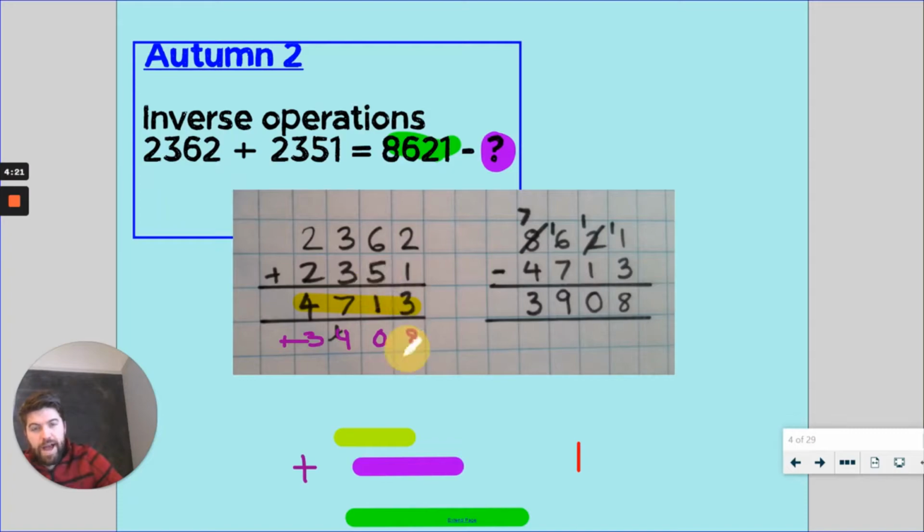Let's try it out. 3 plus 8, that's 11. 1 plus 0, add that 1 is going to be 2. 7 add 9, that's going to be 16. 6 there, 1 across. 4 add 3 is 7, add that 1 is 8. It works. I'm confident I've got that right answer.